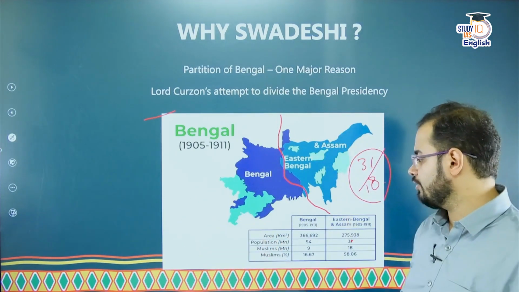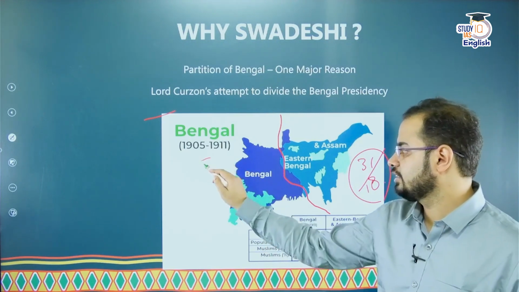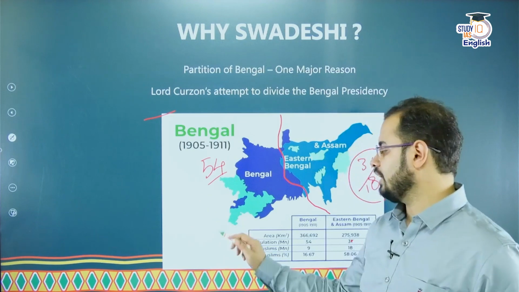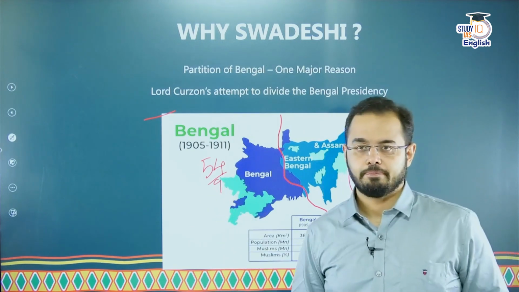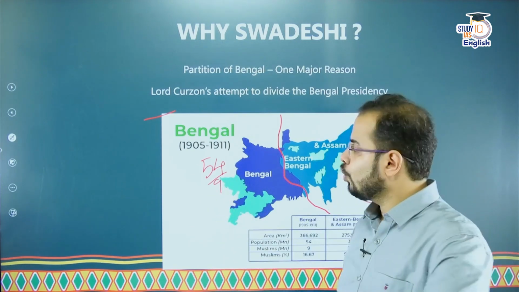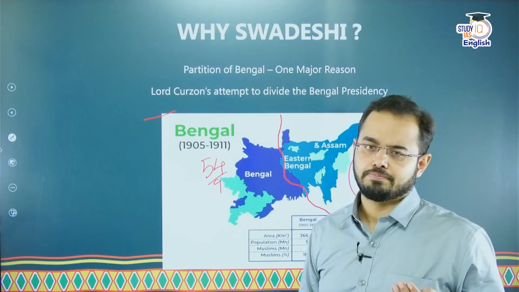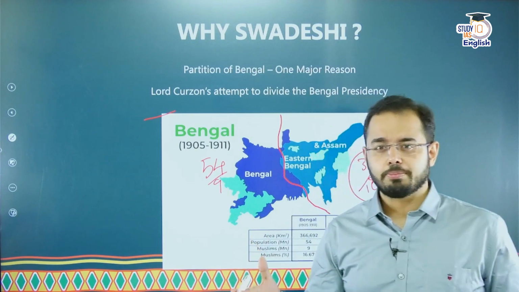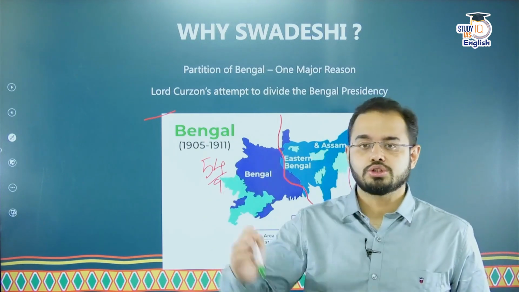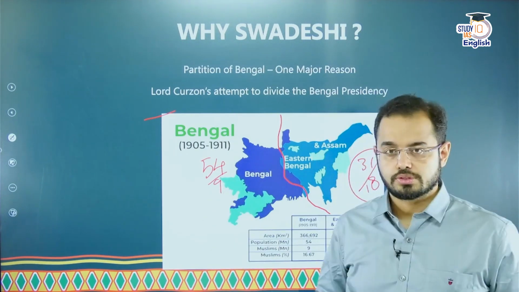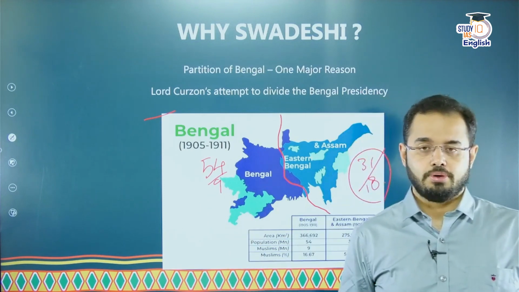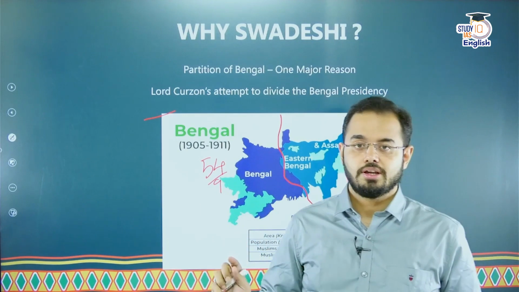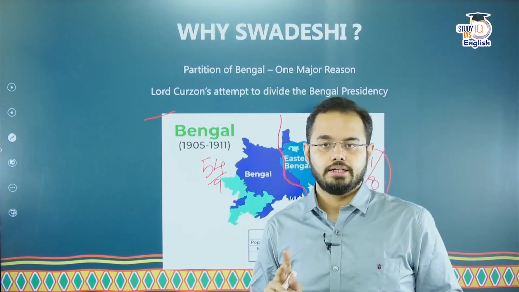The population was so divided that the total population was 54 million, and out of that the Muslims were just 9 million. So you can understand that the overwhelming majority, just around 12% were the Muslim population, and the overwhelming majority were Hindus or other non-Muslim population. Now that made the divisions entirely communal in 1905.